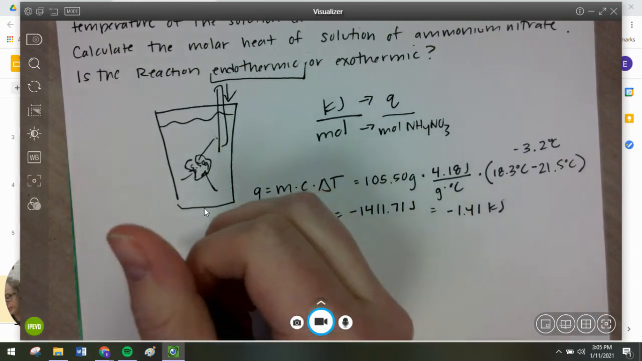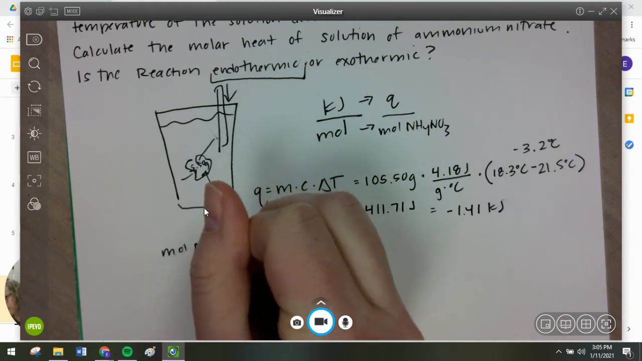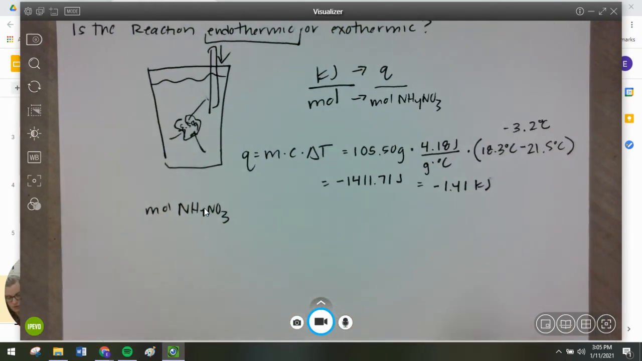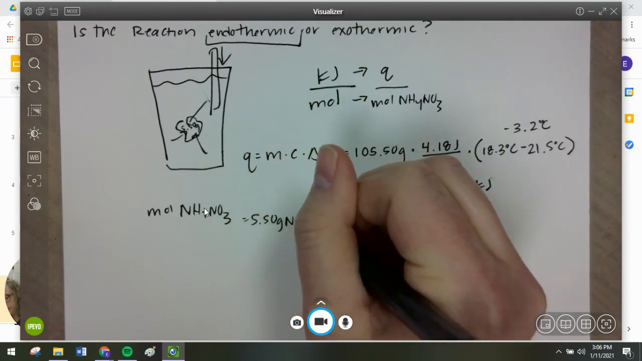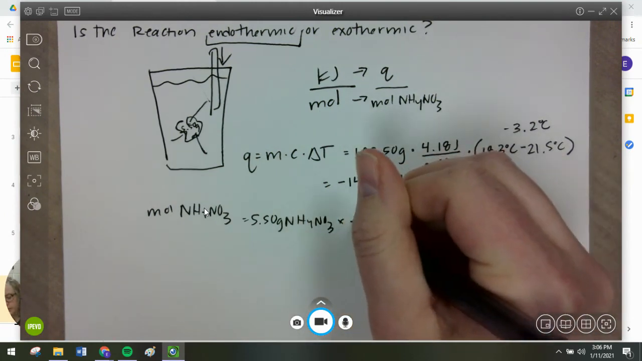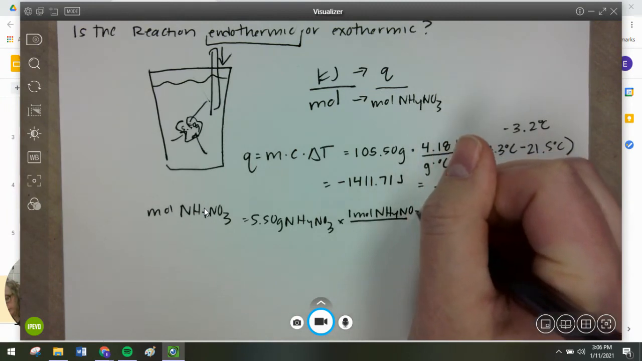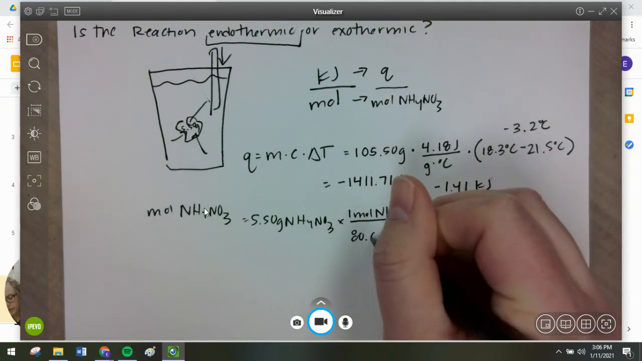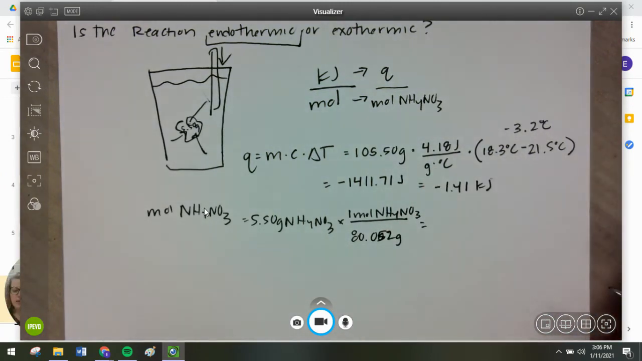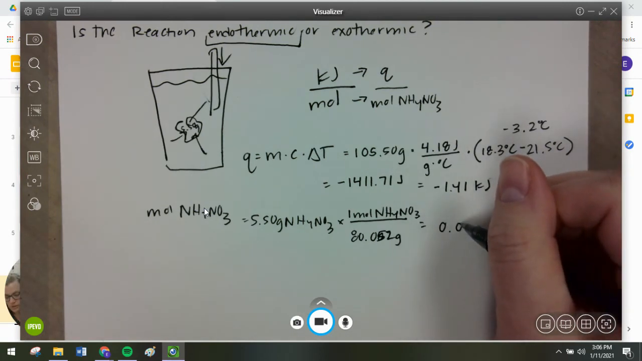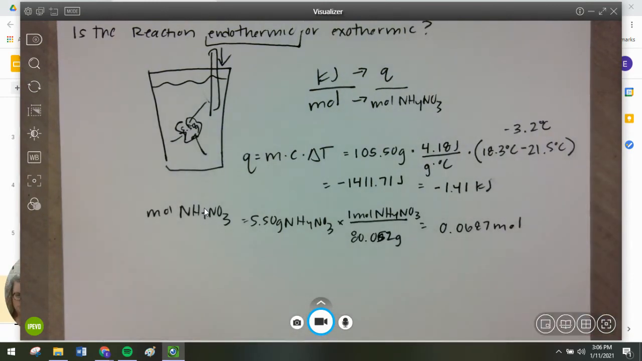The other thing we need to do is get into moles of the ammonium nitrate. Okay, so that's our next order of business. I have 5.5 grams of ammonium nitrate. The molar mass of that, I'm not going to show you how to calculate because you should be able to do that already. The molar mass is 80.052 grams. And when I get that into moles, I get 0.0687 moles of my chemical that's causing this change here.